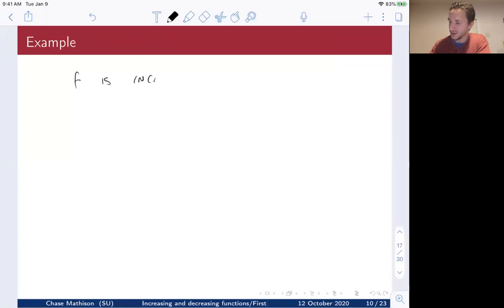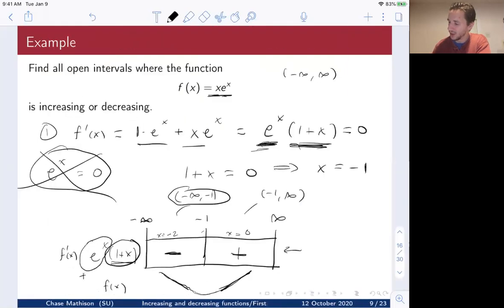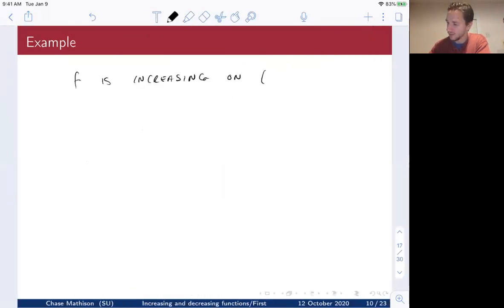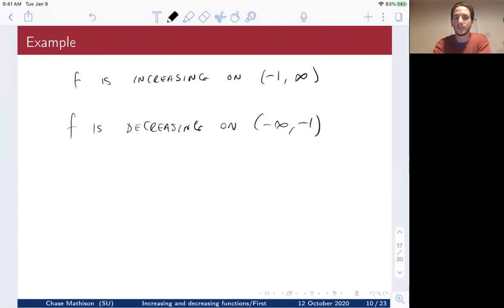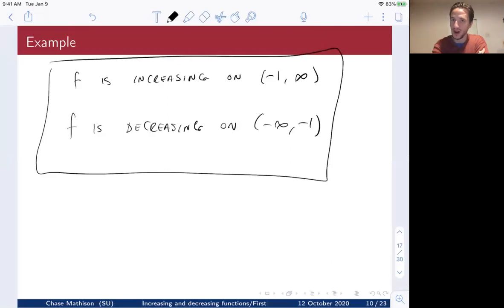F is increasing on the interval, well, it's increasing here, right? On the interval -1 to positive infinity. And then f is decreasing on the interval -infinity to -1. Okay. This technically is your final answer for this problem.